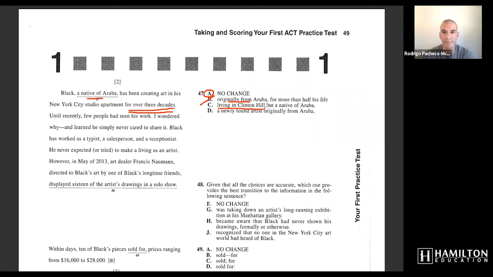So this information is redundant, what I've underlined. Again, we find that in the previous paragraph. And D tells us that Black is a newly found artist originally from Aruba. This is the bit that's redundant, which again, we find in the previous paragraph. And this is why A, no change, is our correct answer, because it is the only one that does not include elements that are redundant.